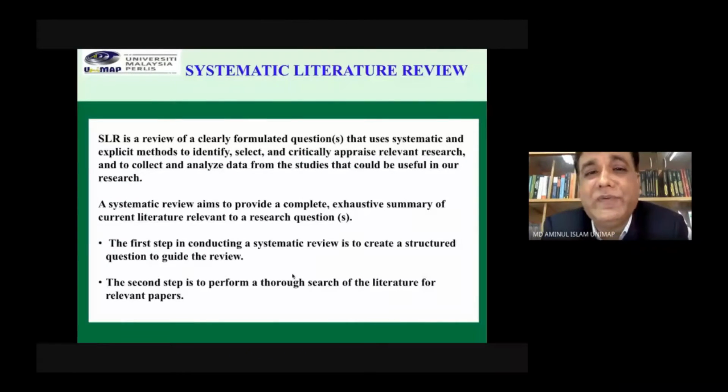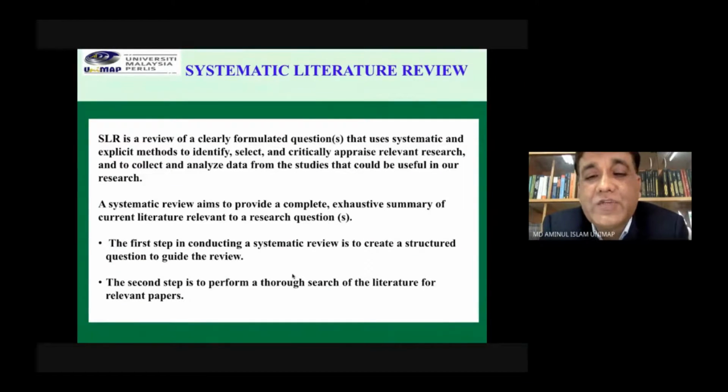Now, what is systematic literature review then? A systematic literature review is basically a clearly formulated question that uses systematic and explicit methods to identify, select, and critically appraise relevant research and then collect and analyze data. Okay, that is useful for us. What is very important here is when you conduct a literature review, you have clearly formulated questions in mind. That question drives us to use a systematic and explicit method to identify, select, and then critically appraise relevant research. The aim of a systematic literature review is to provide a complete and exhaustive summary of current relevant literature, definitely relevant to the research questions we have.